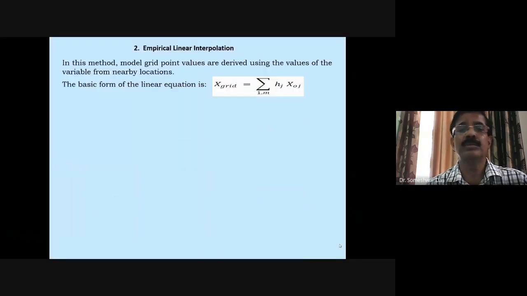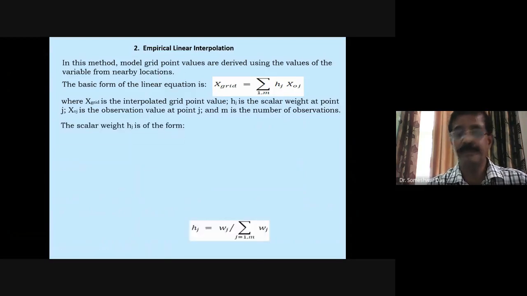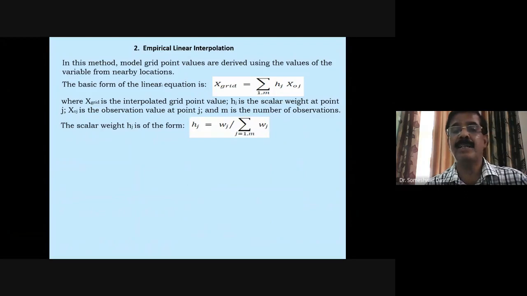Okay, so the basic form of the linear equation is x at any given point is the summation from 1 to m, where m is the number of observations, h is the weightage, and x is the observation. Okay, this we have already discussed. The scalar weight hj is of the form hj equals wj divided by the sum of all the weights for all the observations, right?